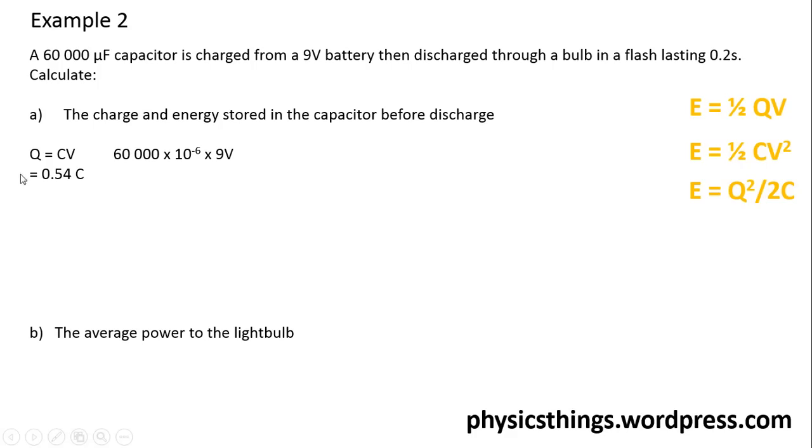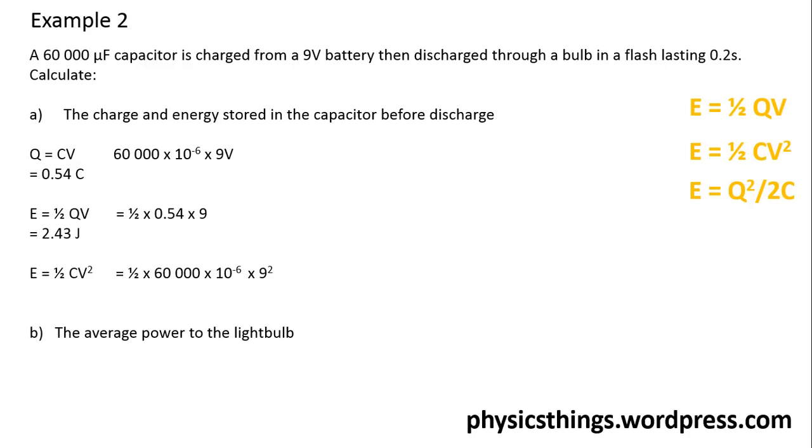Well, let's see what we have. We have a Q, a charge. We have a capacitance, C. And we have a voltage, V. So I can use E equals a half QV. And when I plug the numbers in, I get 2.43 joules.